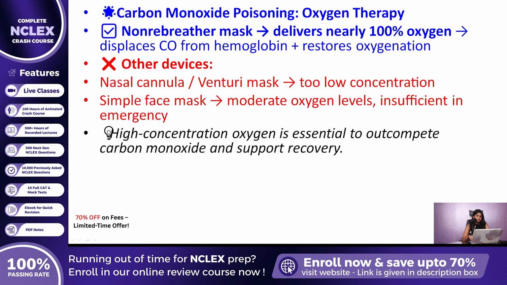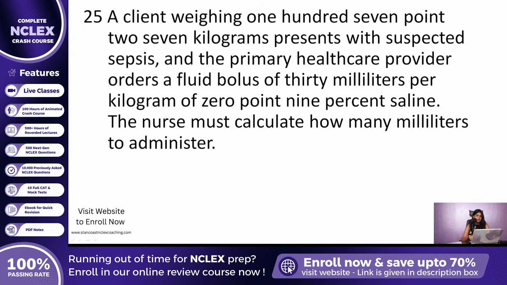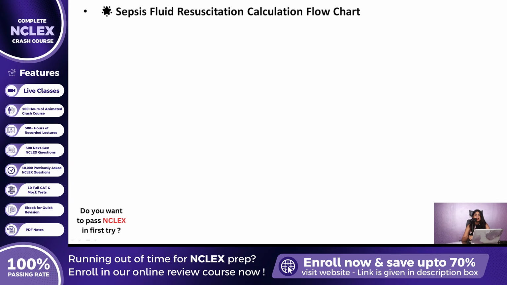Question 25. Let us now look at a question involving fluid resuscitation in sepsis. A client weighing 107.27 kilograms presents with suspected sepsis, and the primary healthcare provider orders a fluid bolus of 30 milliliters per kilogram of 0.9% saline. The nurse must calculate how many milliliters to administer. The correct answer is 3,218 milliliters. Here is how we arrive at that figure.